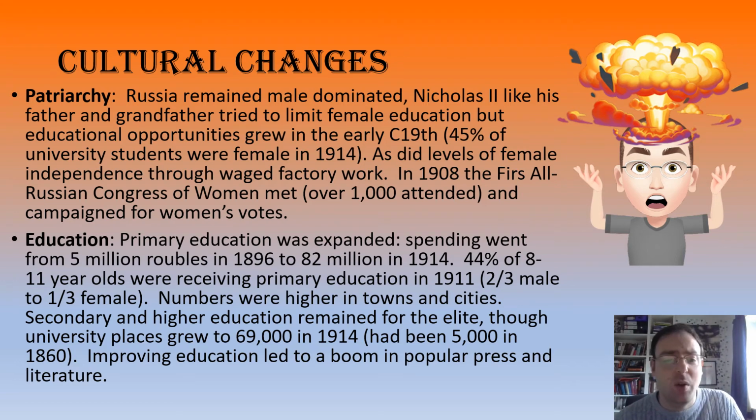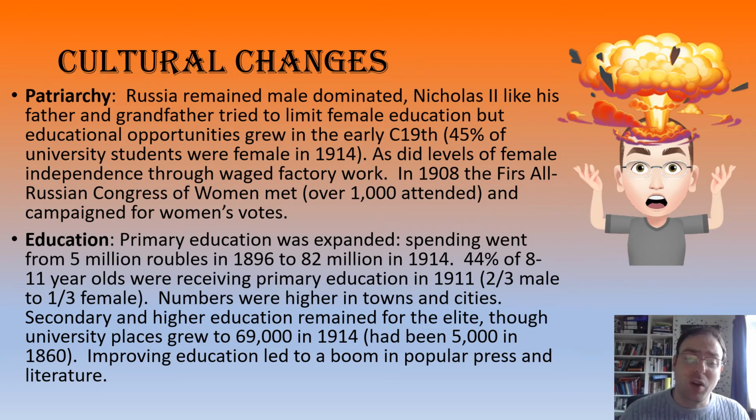Primary education was another area of major growth. The government in 1896 was spending 5 million rubles on primary education. In 1914, it was spending 82 million. 44% of 8 to 11-year-olds were receiving primary education in 1911. 2/3 of that group were male and 1/3 female. That's an overall average, 44%, but the numbers were higher in towns and cities. They were lower in the countryside.